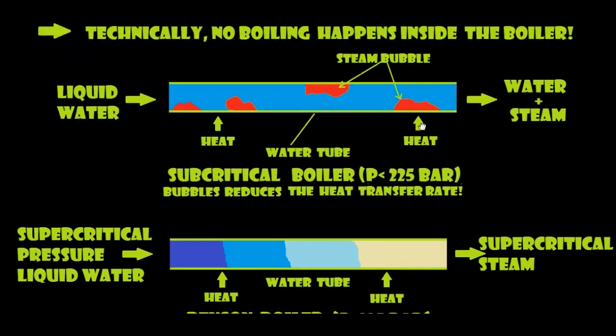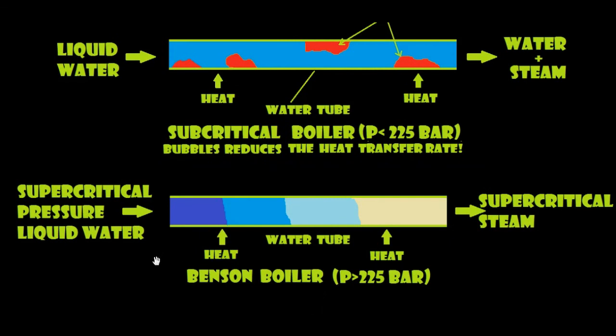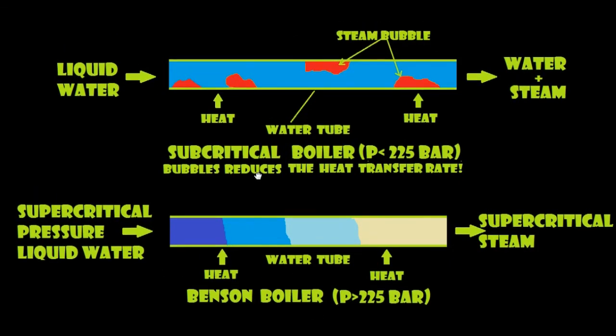Okay, so this is the reason that high heat transfer rate is possible in case of Benson boiler. Not only Benson boiler, for all supercritical boilers high heat transfer rate is possible, because the bubble formation is not there inside the water tube of the boiler.